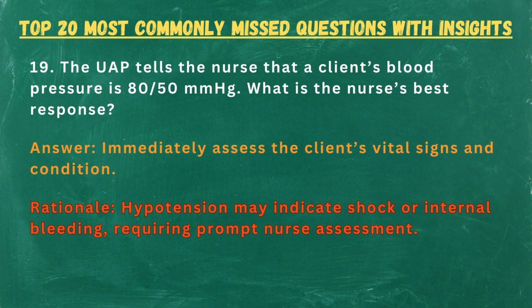19. The UAP tells the nurse that a client's blood pressure is 80/50 mmHg. What is the nurse's best response? Answer: immediately assess the client's vital signs and condition. Rationale: hypotension may indicate shock or internal bleeding, requiring prompt nurse assessment.